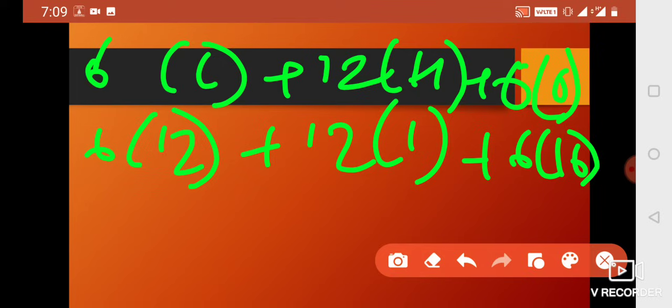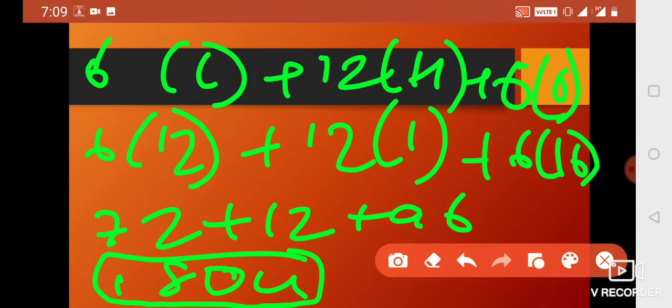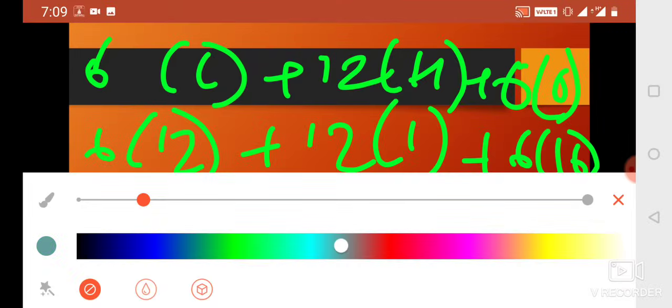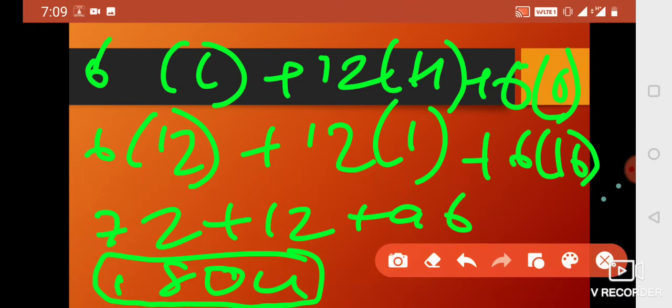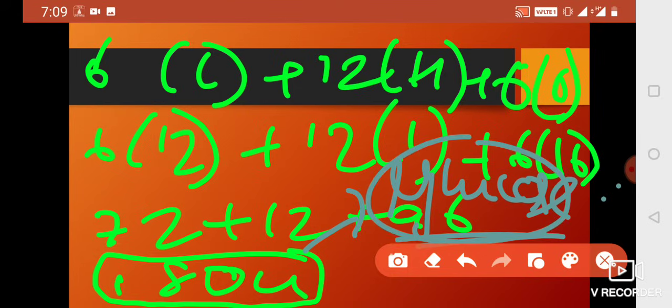Okay, now we were on this, that is glucose. So 6 12s are 72, 12 1s are 12, 6 16s are 96. This will add up as 180u. Okay, 180u is the molecular mass of glucose. This is of glucose.